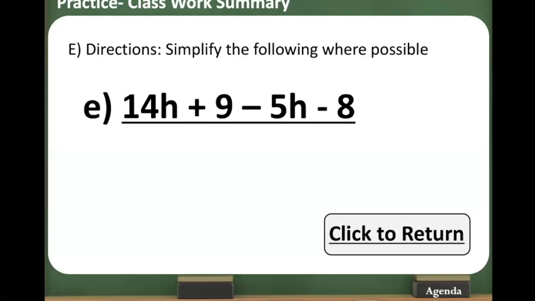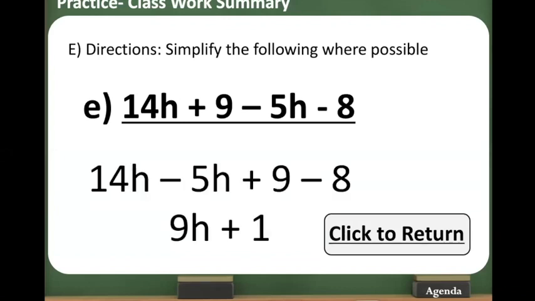Good job, good job. Be ready for the answers. Now I'm gonna show my answers in steps. The first step we did, I put together all of the H: 14H minus 5H. Now we're gonna put plus 9 minus 8. And our answer would be 9H plus 1. If you got it right, very good, excellent job. Keep it going.